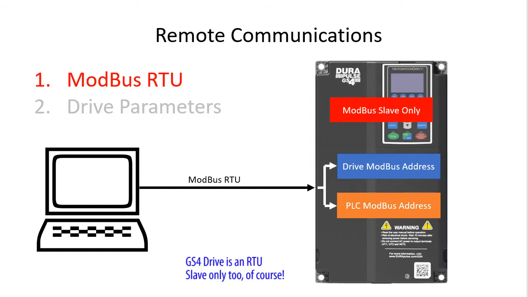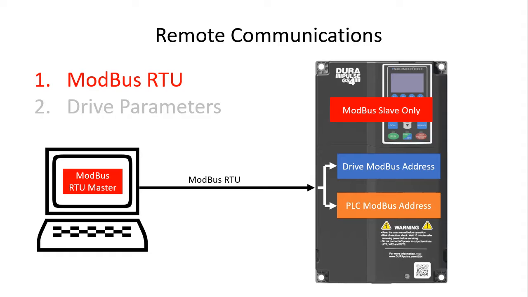If you do choose to use this method, please keep in mind that the GS4 drive's PLC is a Modbus slave only, which means it can only respond to queries from an RTU master. And you can only access the PLC via Modbus RTU. You can't access it via the optional Ethernet IP or Modbus TCP communications cards.